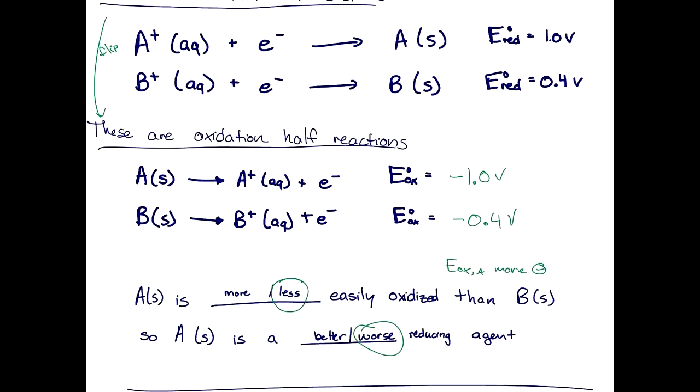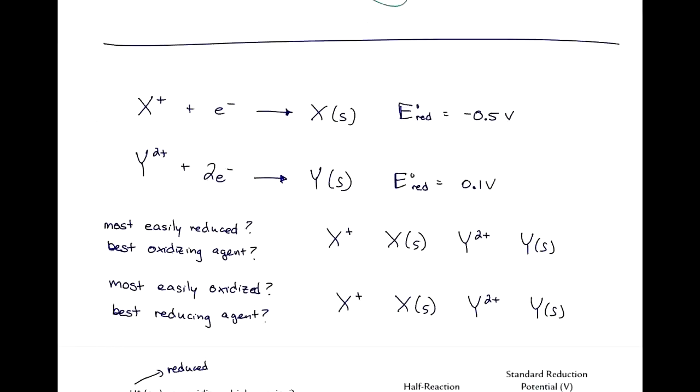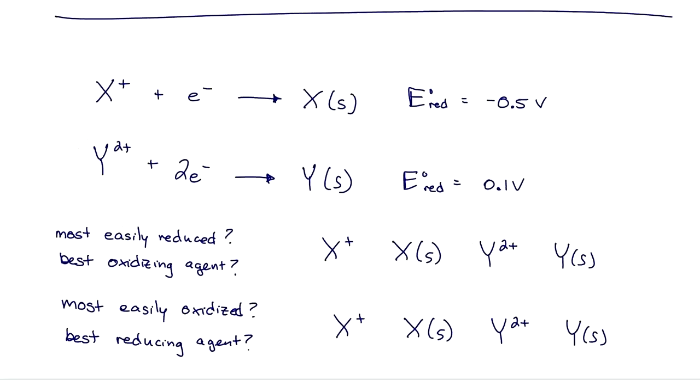Okay, so let's put it all together, and let me ask you this question. Same thing: here's a different reaction between X and Y. These are both reduction values, those are the numbers. Which substance is the most easily reduced?